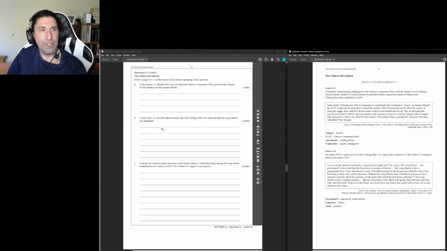Using source 14, describe 3 reasons why Mao Zedong thought the Long March was important. So once again, you're only using source 14. You're not using any of your own knowledge here because the question does not ask you to do that. So 3 reasons why Mao Zedong thought the Long March was important according to source 14 are or were, and then you get 3 points from here.